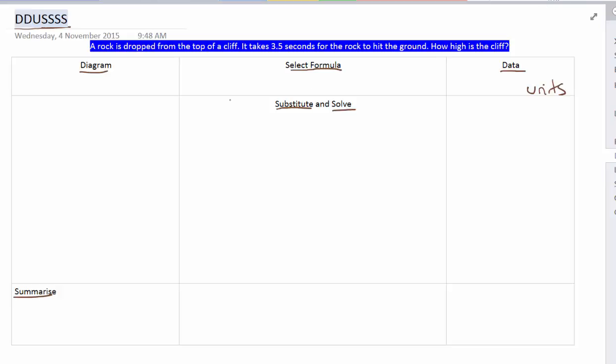So to solve this problem, first thing we're going to do is, the first D is diagram. Over here we're going to do a diagram down in this section here. So a rock is dropped from the top of a cliff. It takes 3.5 seconds for the rock to hit the ground. How high is the cliff?